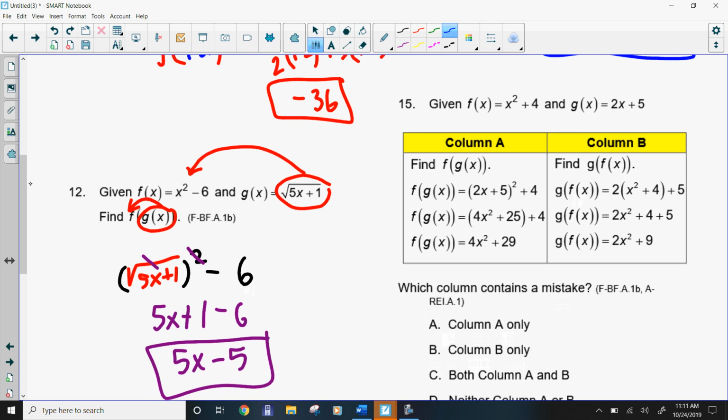Okay, the next one says find the mistake. So this right here wants us to put g inside of f. G goes inside of f here. So we're going to verify that they plugged it in right. So the 2x plus 5 is squared, and then you got the plus 4.